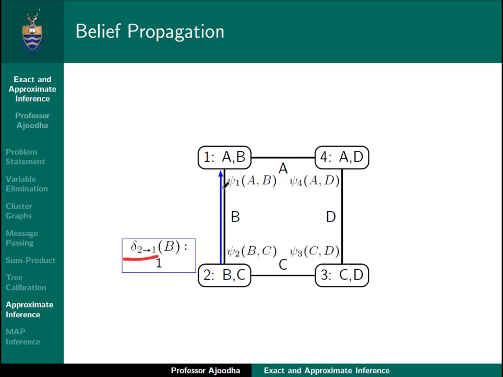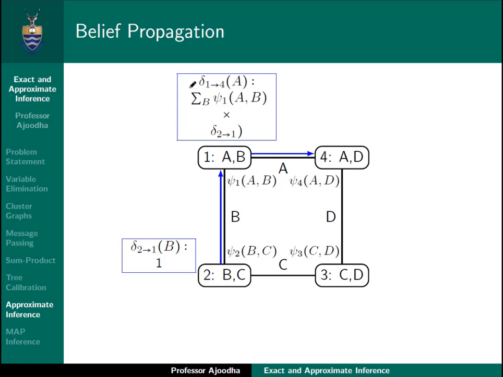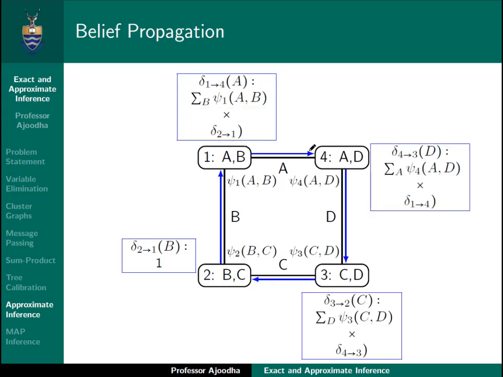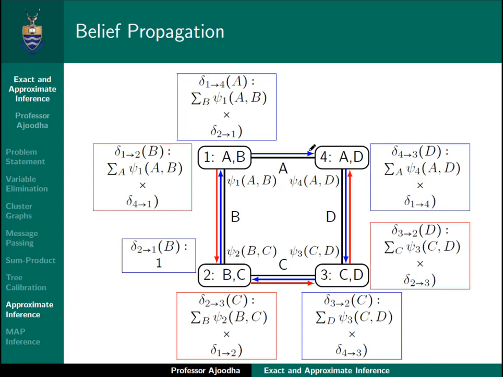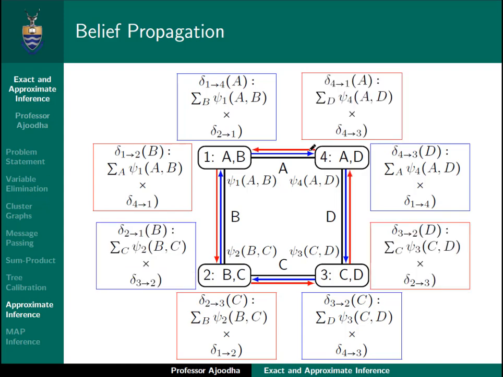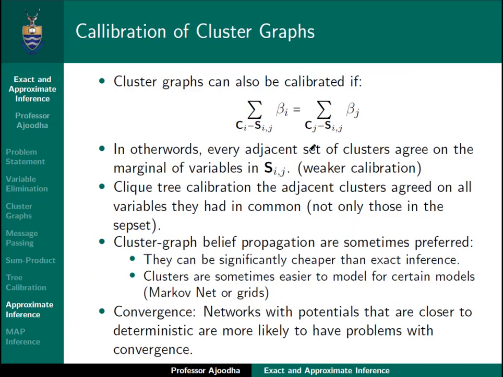And then that's passed to A, B, and there you compute the new message from 1 to 4, which is the initial clique potential multiplied by the old message, summing out over all of the variables minus the subset, which becomes B, and that goes to the next one, and the next one, and then finally you do the backwards pass, and you continue in this way until you converge. And that's basically it. That's how you do approximate inference.